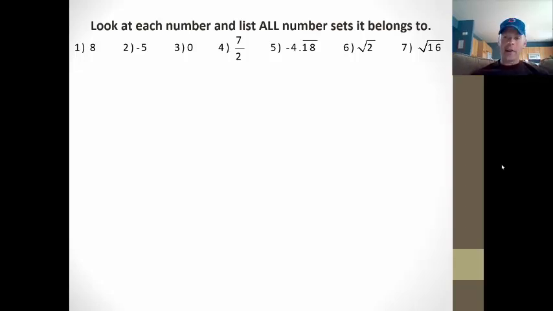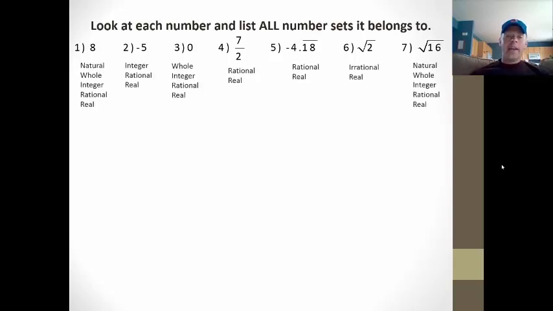Okay, let's see how we did here. So we can see number 1 is every number set but irrational: natural, whole, integer, rational, real. It lives in Grayslake, it lives in Lake County, it lives in Illinois, it lives in the United States, and it lives on planet Earth. Number 2 is only an integer, rational, and real because it's negative. 3 is a whole, integer, rational, and real because it's 0.